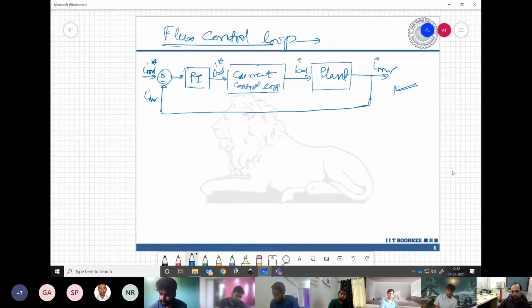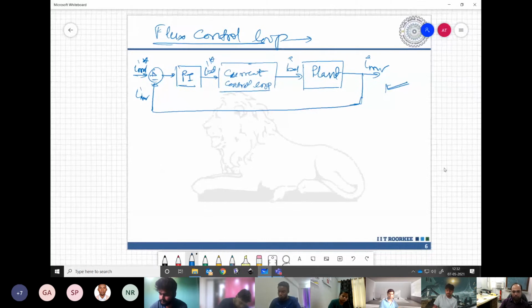So this is what we had last time, the loop current, this flux control loop. We have IMR reference, we have IMR feedback, and then the error we are feeding to the PI controller, which is generating our D-axis current reference. And then our current control loop is there, which is generating the D-axis current output. This is the meaning of current control loop. We are giving some input and we are finding some output. Then we have the plant for the flux generation.